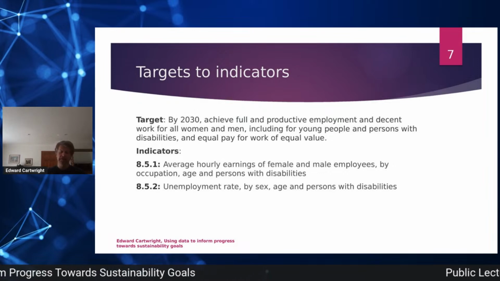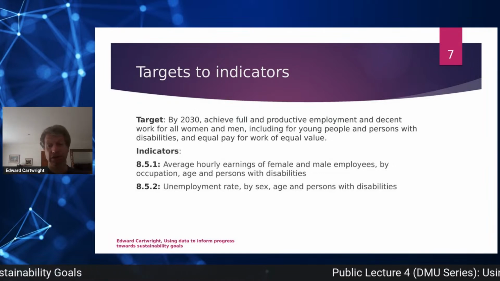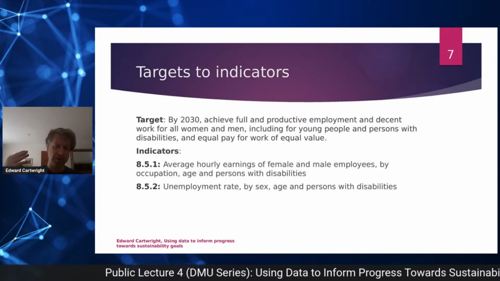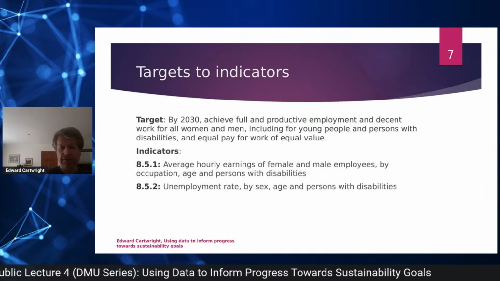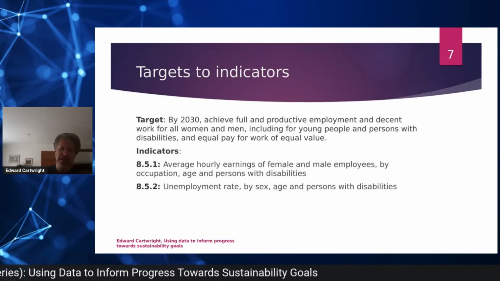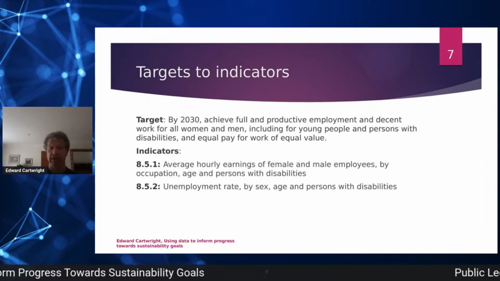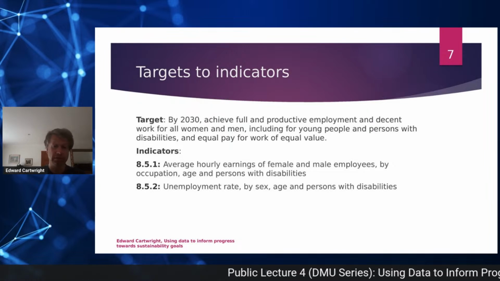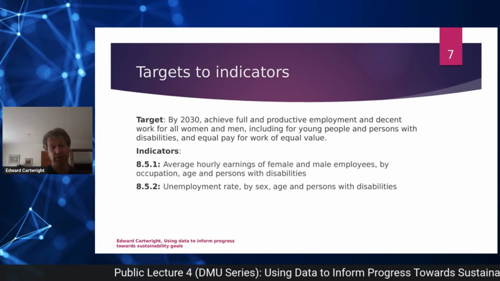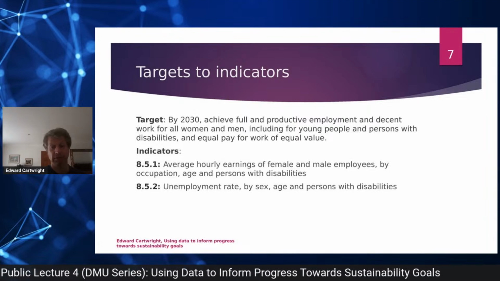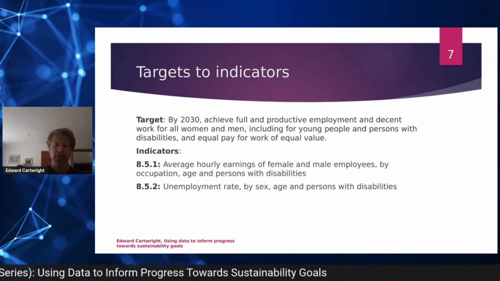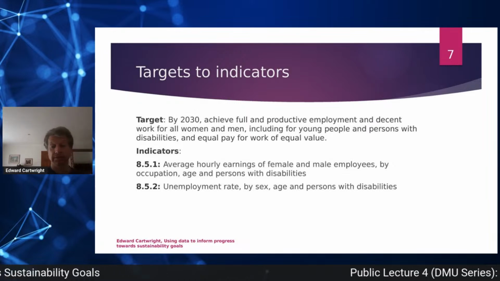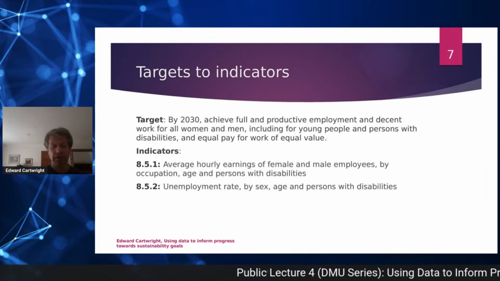Right, so then we're down to, in essence, the final layer of the SDGs. So we've got the goal, we've got the actions, we've got the targets, and then we have the indicators. And this is where the data now starts to kick in. So what I've done here is I've put target number 5 from the previous slide. So it's the same words as before. By 2030, full and productive employment, no gender imbalance, no discrimination, and so on.